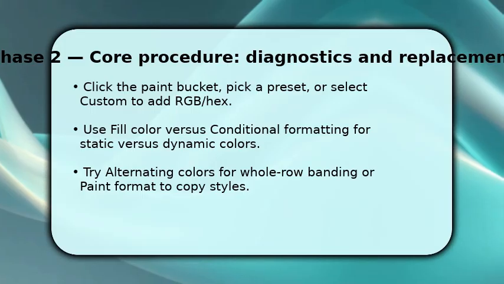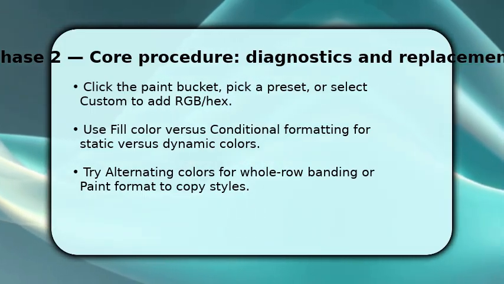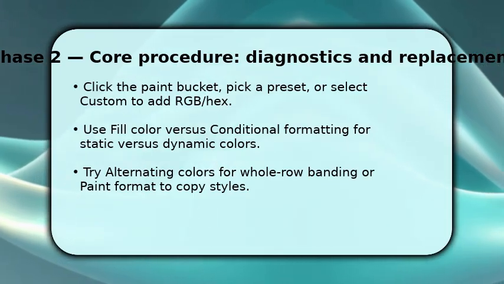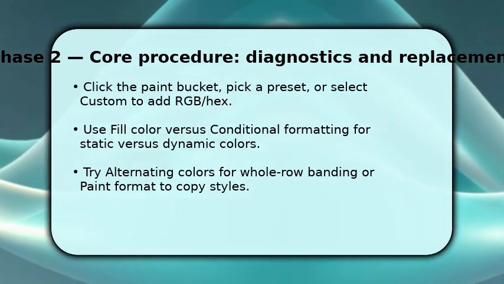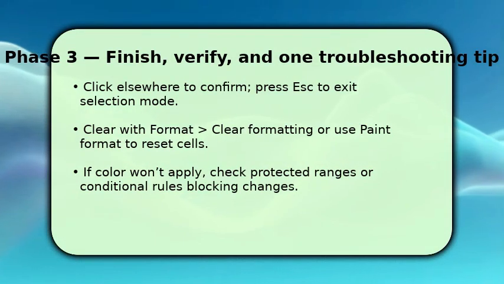For repeated patterns, use Format Alternating Colors to band rows quickly. Once you've applied a color, use the Paint Format tool to copy that background to other ranges without repeating steps. Finish by clicking outside the range to confirm your changes.